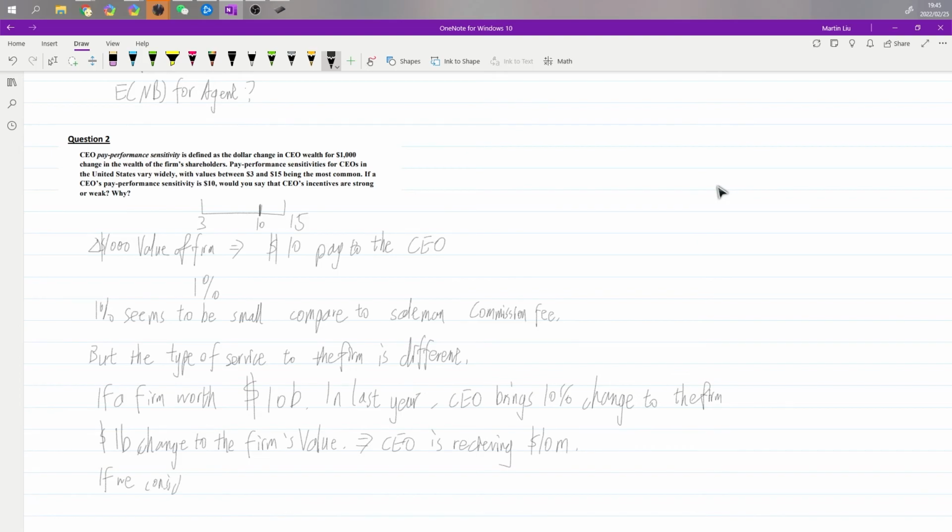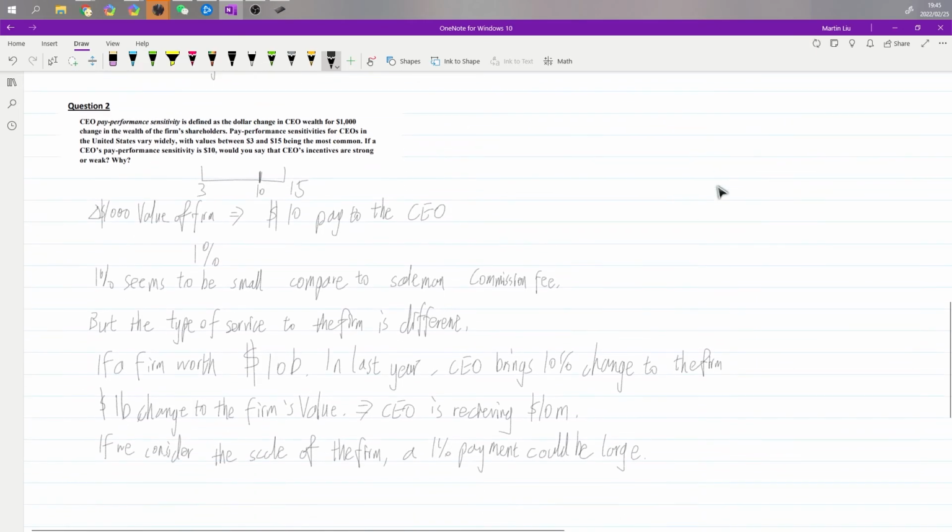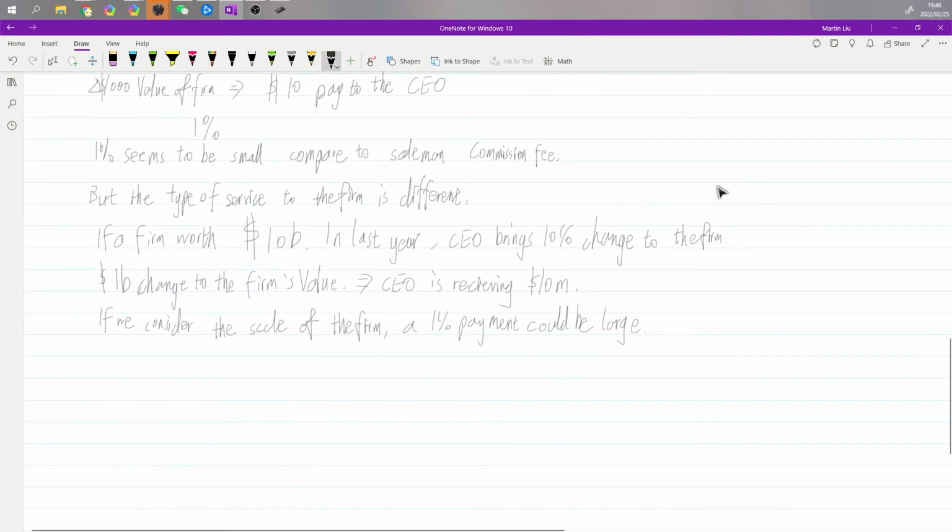If we consider the scale of the firm, a 1% payment could be large. A similar scenario, an equivalent case to mention here.